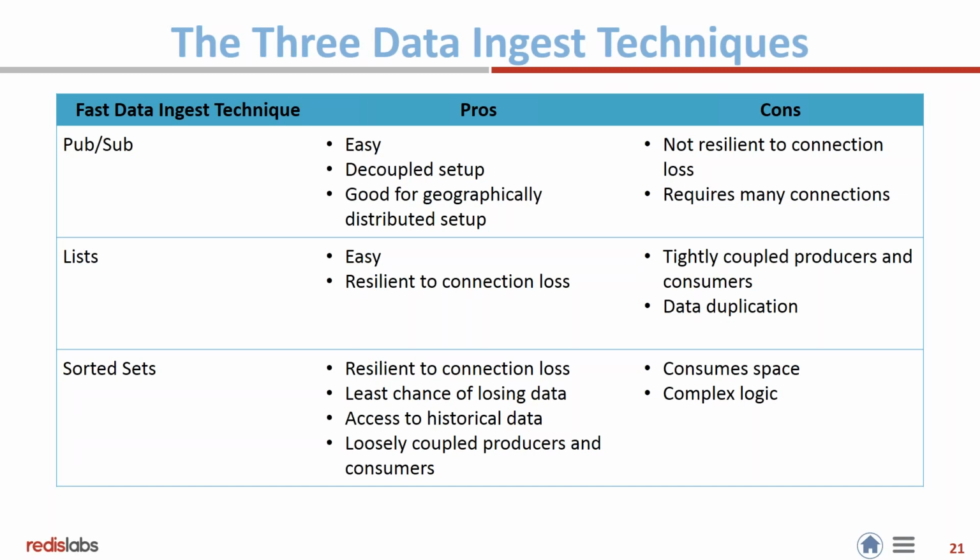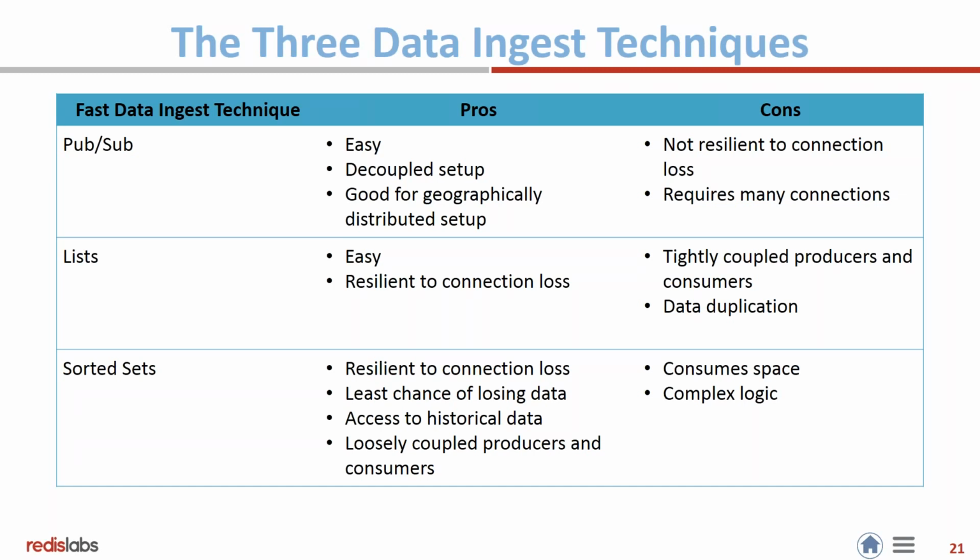Now, sorted sets. This is a very popular data structure for message ingest. Once again, it is not only resilient, it doesn't lose data at all. You store data forever, and you can always pull data from a sorted set later on. But as you know, it consumes space, and Redis is an in-memory database.